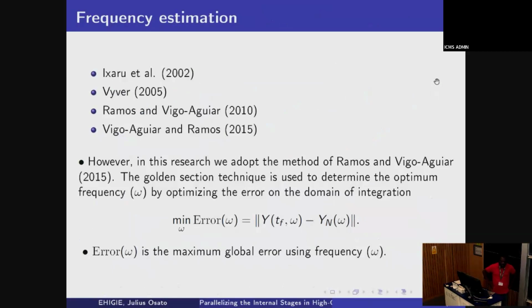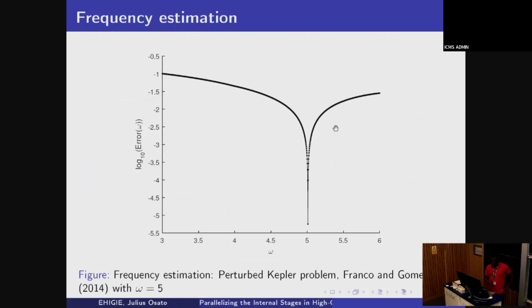Of course, another important problem to look at in this case is how to know the frequency of a problem. There are some authors that have given techniques of how to look at the frequency of a system, but we are choosing the one of Ramos and Vigo-Aguiar. We actually used this to estimate the frequency for Kepler's problem, and we found omega to be equal to 5. This is just to show that we can actually estimate the frequency if we don't have it.